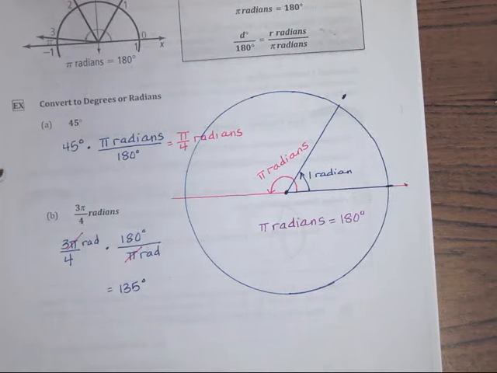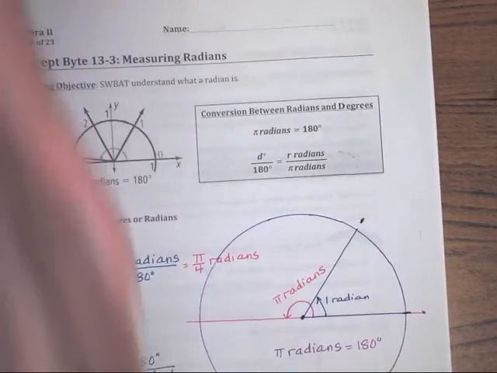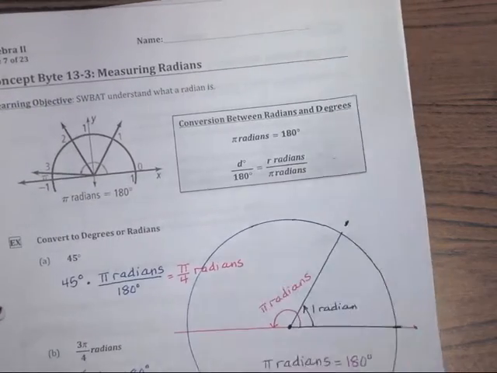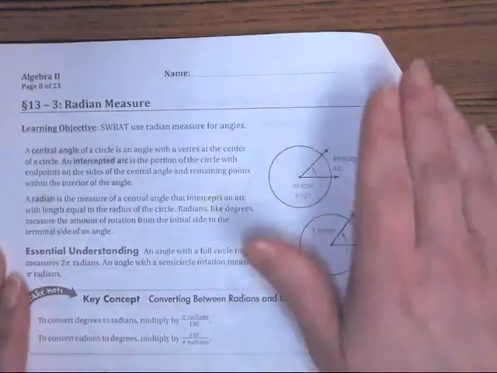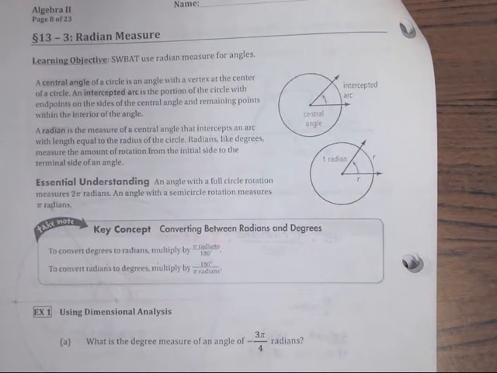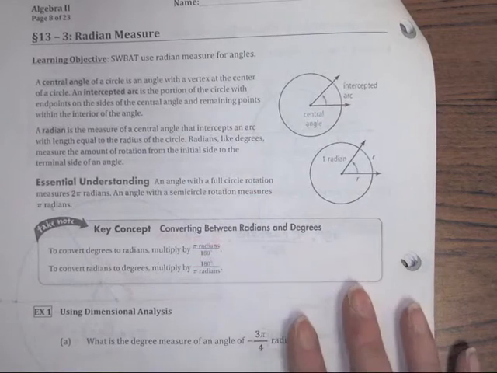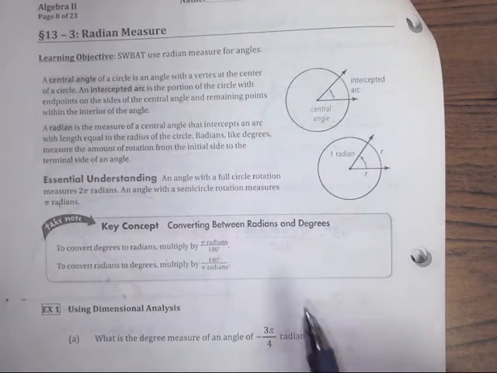So that's converting between degrees and radians. We're going to do a lot of that because this unit, which we'll be working on some more even Monday, is going to set up for us something called the unit circle, which is key to all of trigonometry. Okay, so let's go ahead here and do a little bit of vocabulary.